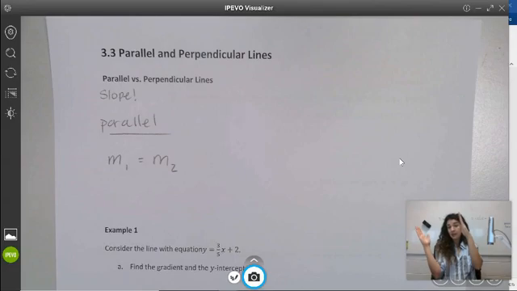If two lines are parallel, that means that they're never touching, which means that their steepness will always be the exact same, because if one is more or less steep than the other, there's going to be a point of intersection at some point along those lines. So if you've got parallel lines, all of those slopes need to be exactly the same.